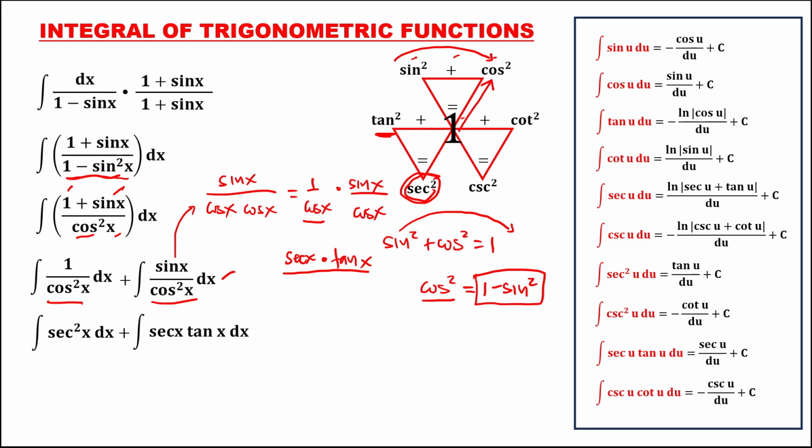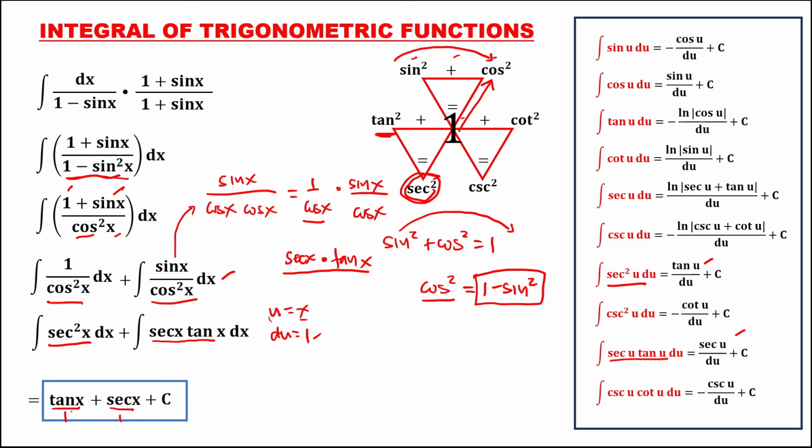Then to find the integral, u is equal to x and du, the derivative of x, is 1. So we have the integral of secant squared. Since the integral of secant squared is tangent x over 1, because du is equal to 1, then plus the integral of secant x tangent x, so secant u tangent u, that's secant u or secant x, over 1, then plus c. Since this is just 1, we can eliminate this denominator 1. So this is equal to tangent x plus secant x plus c.